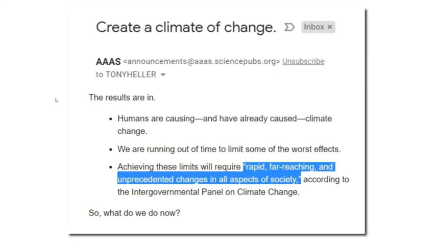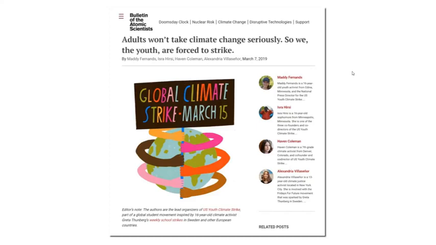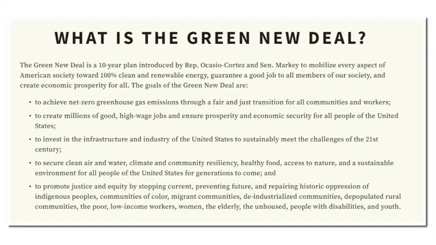This is an amazing email I got from the American Association for the Advancement of Science. They said, "Achieving these greenhouse gas limits will require rapid, far-reaching, and unprecedented changes in all aspects of society." This is about overthrowing our government, our freedom, and our way of life. It's more difficult to convince adults of their lies, so they've co-opted children who are very innocent and don't know any better. They had millions of school children out of school today as part of their mass propaganda campaign. The Green New Deal reads like the Communist Manifesto.